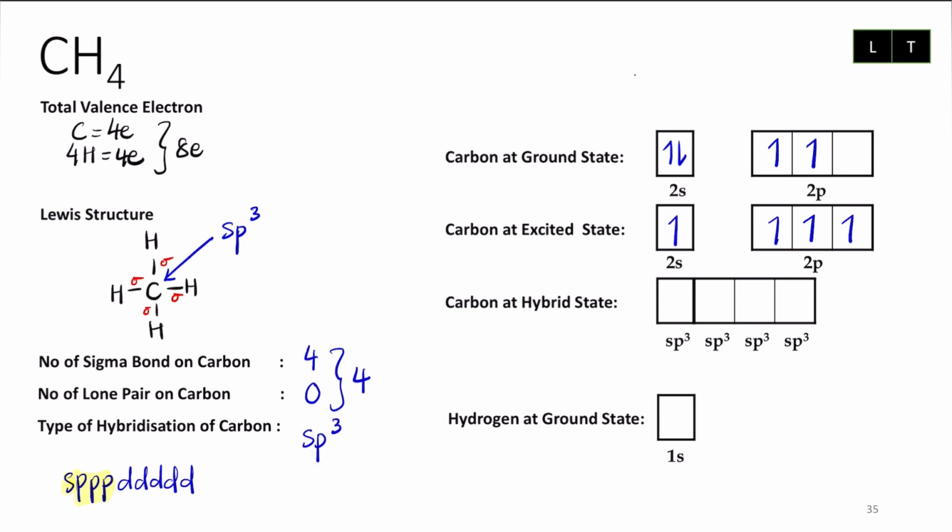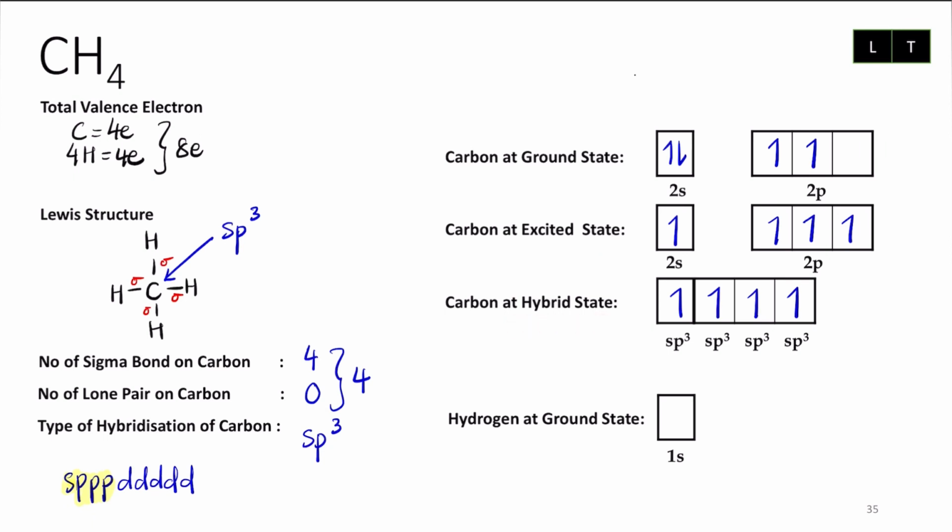So di sini saya akan kumpulkan semua 4 unpaired electrons here sebagai sp3, and each of them ada satu unpaired electron. So maknanya di sini kita sudah dapat 4 equivalent energy of sp3 hybrid orbitals. Ada 4. And next, kita dah settle untuk central atom. Central atom kena tunjuk full for hybridization process. Maknanya kita kena tunjuk carbon at ground state, carbon at excited state dan carbon at hybrid state.